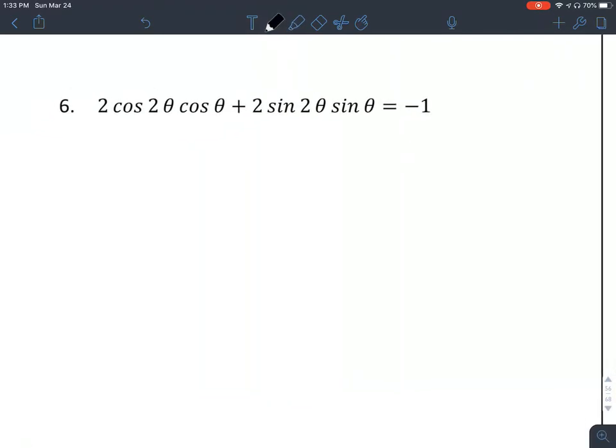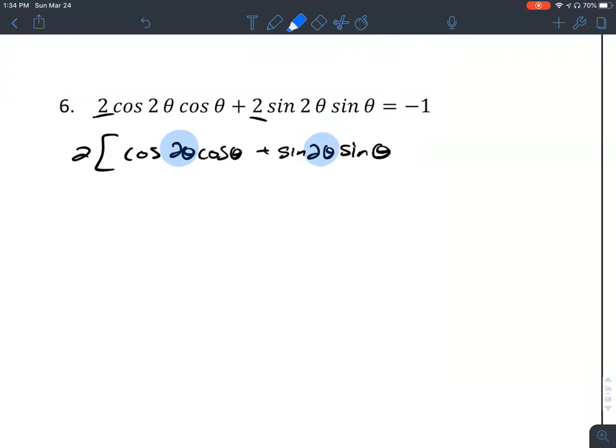Number 6, well, this looks like a bit of a mess here, doesn't it? Well, let's see, what can we do? I recognize that there's a GCF of 2 here on the left. Let's factor that out and see what happens. Hopefully something good. There's something else that I recognize. There's 2 different angles here. There is a 2 theta and a theta.